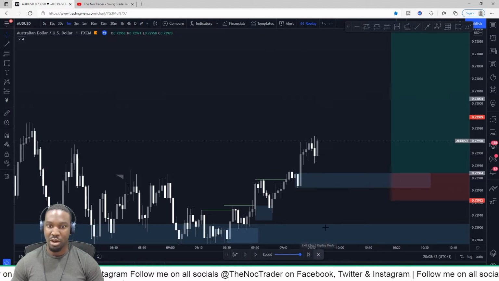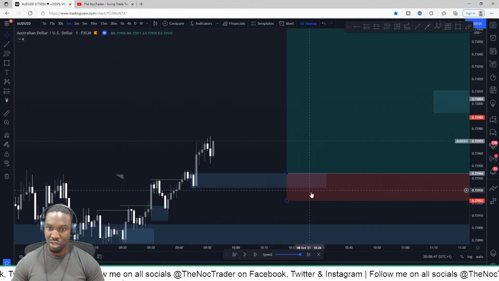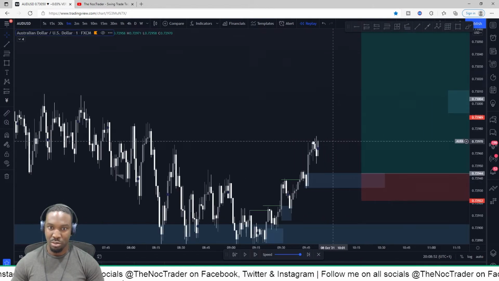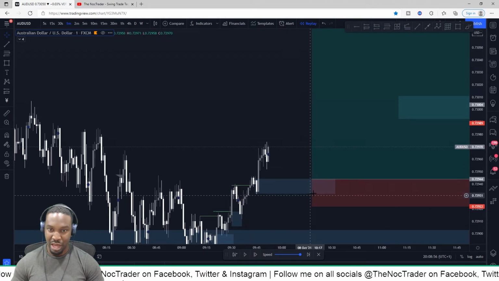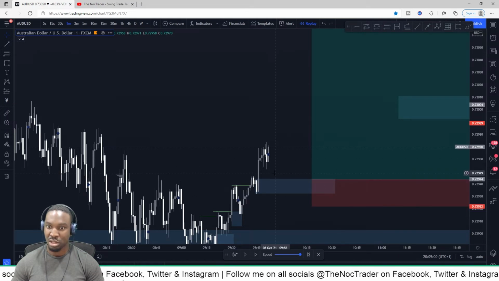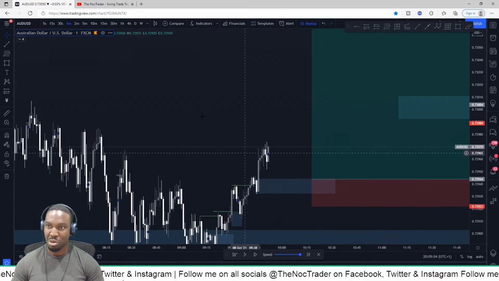So now after this, I saw this impulsive move. I set an entry on the 1 minute chart, and I was like, okay, cool. This is a great place to take a position. Price is probably going to retrace back down to this area and then come back up. So I set an entry just at the top of this 1 minute order block, and I set my stop loss below it at about 2 pips.